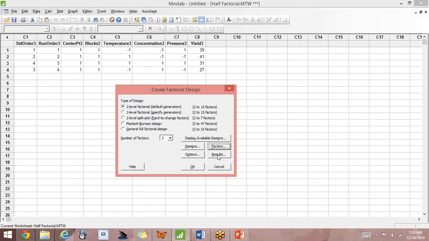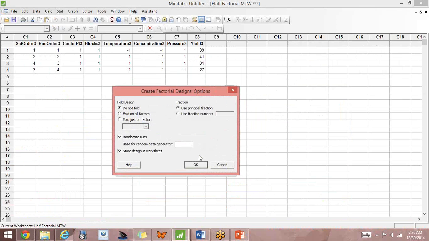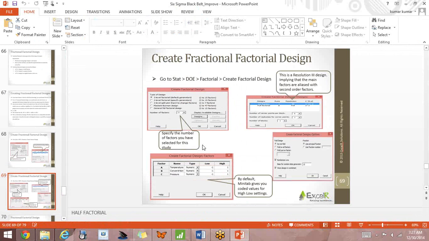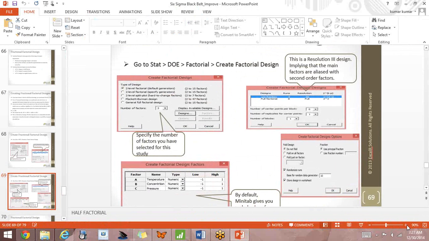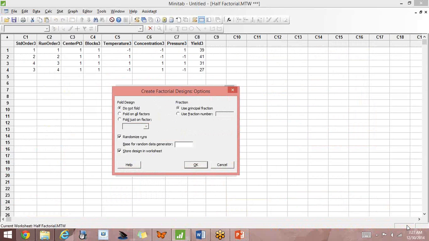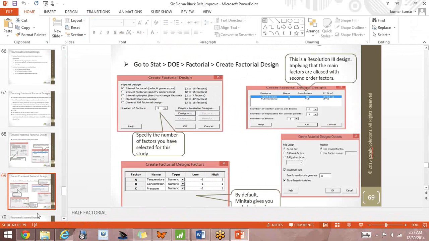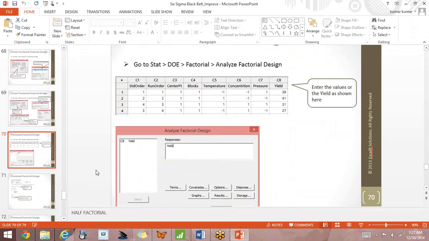Now let us see whether we want to randomize the runs. Yes, we want to randomize the runs. Do not fold it. One second, let me maximize this. You can put some number if at all you want. Let me see if there is anything else that we need to do. No, we are done.